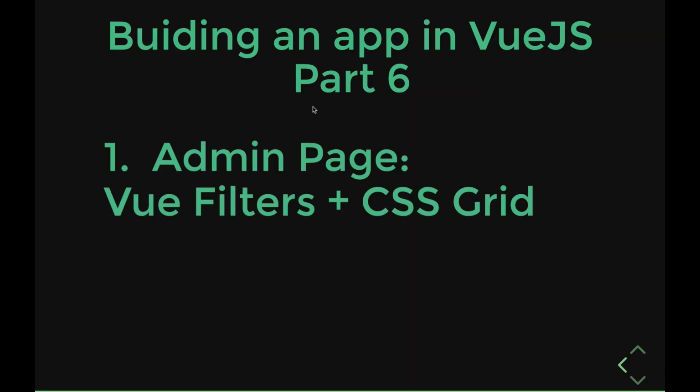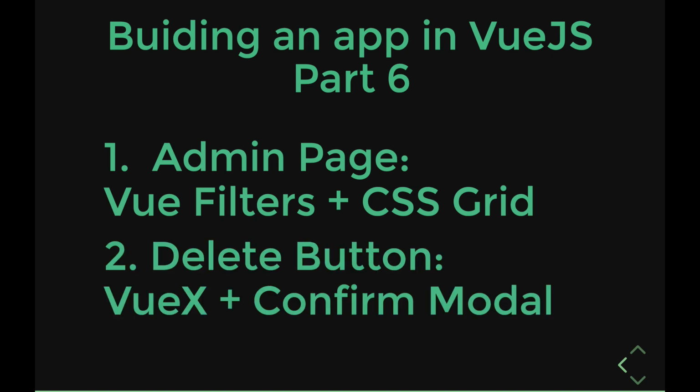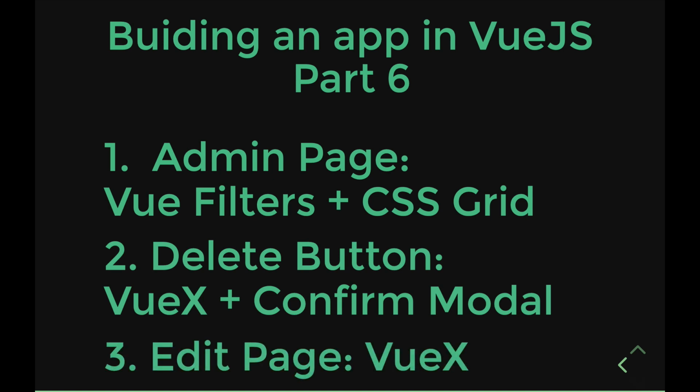Here's what we're going to be doing today. First, we're going to be creating an admin page. That's because we're going to be wanting an edit and delete button, and there's not really a good place to put them right now. So we're going to create our admin page, and to do that, we'll learn Vue Filters and a little bit about CSS Grid. Then, we're going to put on a delete button. And to do that, we're going to learn a new VueX pattern and use the confirm modal. And finally, we're going to create our edit page, which will introduce another VueX pattern. And that's the plan for today. Let's get started.